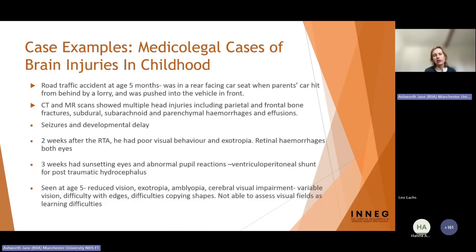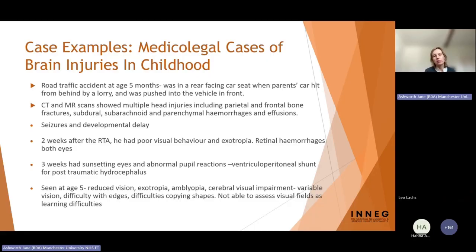Two weeks after the road traffic accident, the child was noted to have poor visual behaviour and exotropia, with the eyes turned outwards. And the examination of the back of the eye showed that they had retinal hemorrhages in both eyes, which was basically bleeding just due to the severe nature of the head injury. At 3 weeks after the injury, they had sunsetting eyes, which is when the eyes intermittently turn downwards, and abnormal pupil reactions. And this can be a sign of hydrocephalus, raised pressure within the brain. They didn't have papilledema, but they did have imaging evidence of hydrocephalus, and so they had a ventriculoperitoneal shunt put in for post-traumatic hydrocephalus.